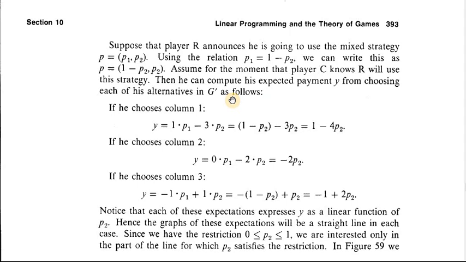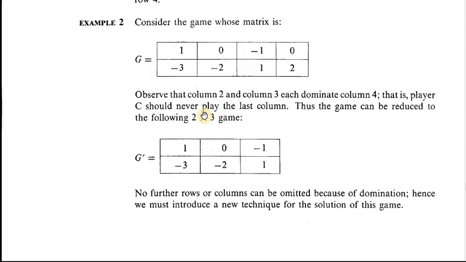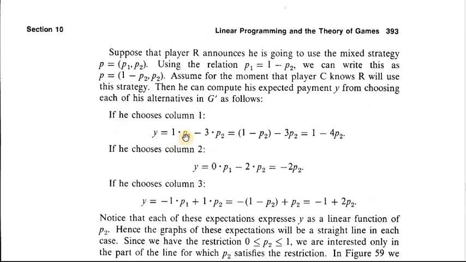All right, if he chooses column 1, let's look at what happens. If he chooses column 1, he's going to get 1 with probability P1 and minus 3 with probability P2. So we can write that as 1 times P1 minus 3 times P2. Now remember, P1 is 1 minus P2. So you can substitute in 1 minus P2 for P1, do a little algebra, and you get 1 minus 4P2.